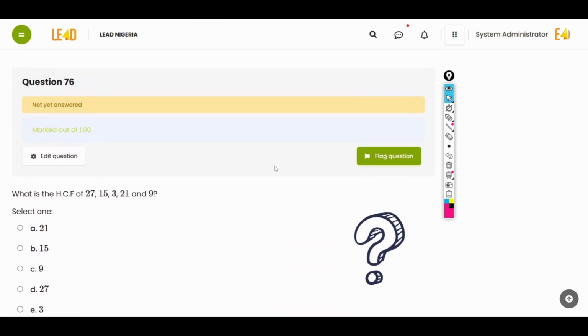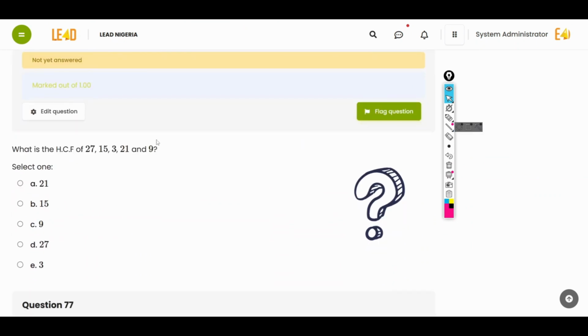All right, 76, what's the HCF of all of these numbers? Okay, so we'll just put them down and only divide by what can divide all of them. Yeah, we're only going to divide by what can divide all of them. So I'm going to list them out now.